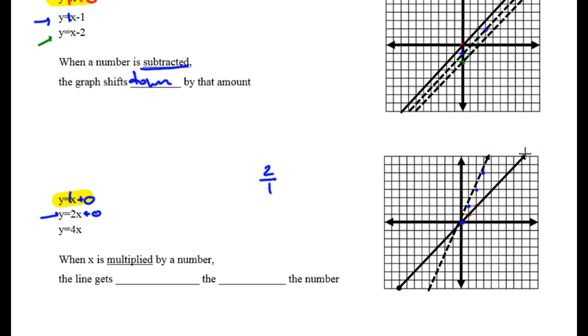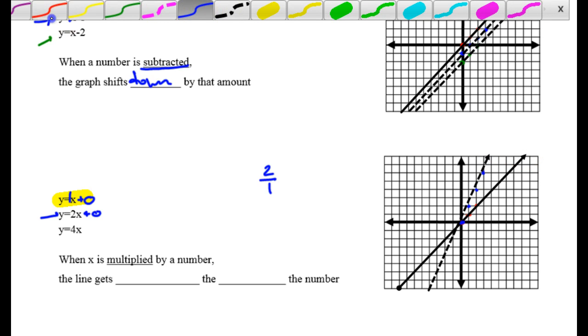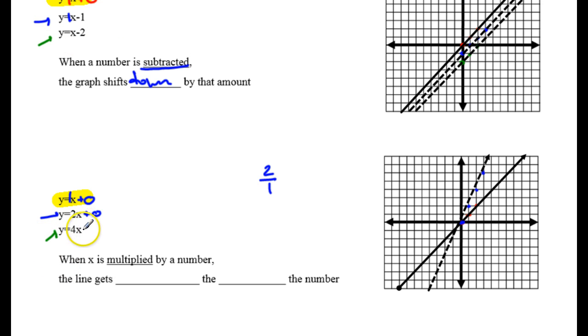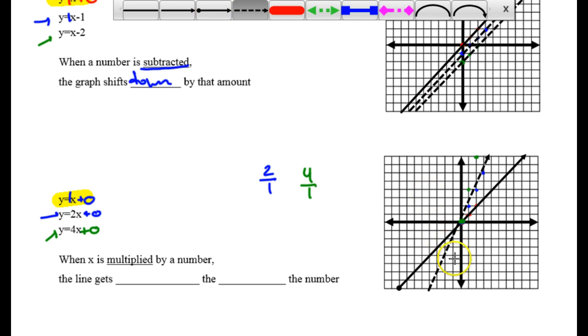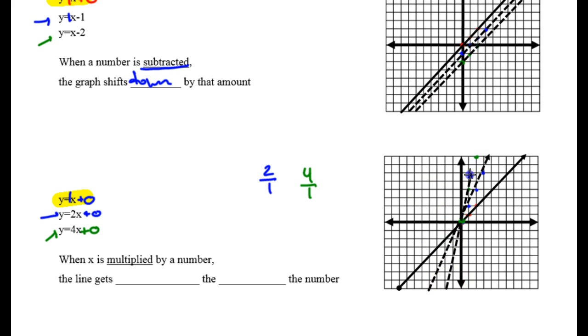Okay, and let's change it yet again here. Now the equation is y equals 4x, which is still plus 0, still no y-intercept. So I still start here in the origin, the middle, but now my slope is 4, which is 4 over 1. 1, 2, 3, 4 over 1. Alright, so now let's take a look here. This graph goes something like that.